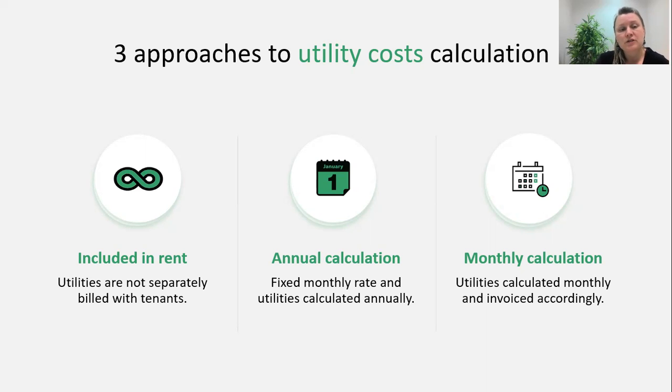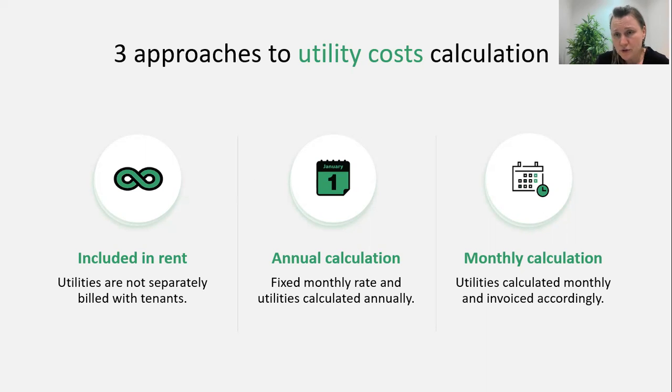So the first approach is to include all the utility costs in the rent, so that you issue just one rent invoice and the tenant doesn't have to think about any costs. It's all up to the landlord. The second approach is that you calculate the costs once a year. You look at the actuals, what the costs were, and you fix a rate per month. So the tenant still pays utilities monthly, but based on the fixed rate that is then rebalanced once a year, and then accordingly either the landlord or the tenant covers the extra just once a year.